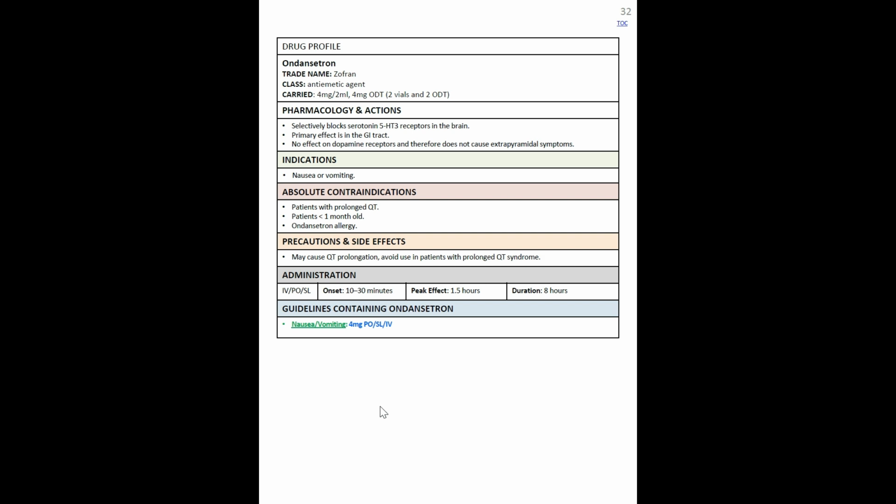Administration: IM, PO, or sublingual, with a 10 to 30-minute onset time. Peak effect is 1.5 hours, and duration is 8 hours long. We give this for patients who have nausea and vomiting, and the dose is 4 milligrams.